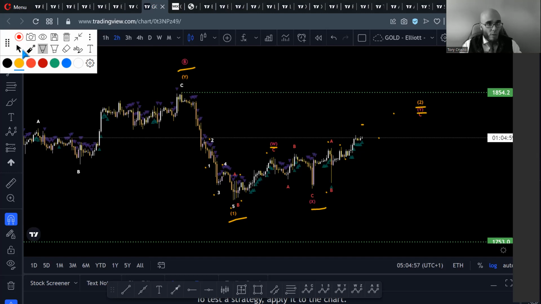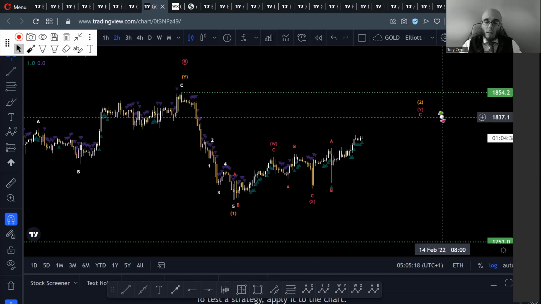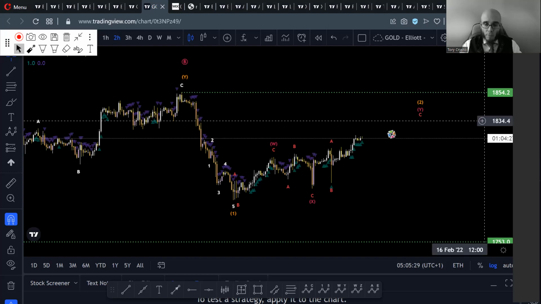So that's how it looks on gold. Once that correction is over, gold should resume its bull market. And since up here we are at 1,854.20, the bottom of wave E should be around about 1,700. So that's quite a drop.